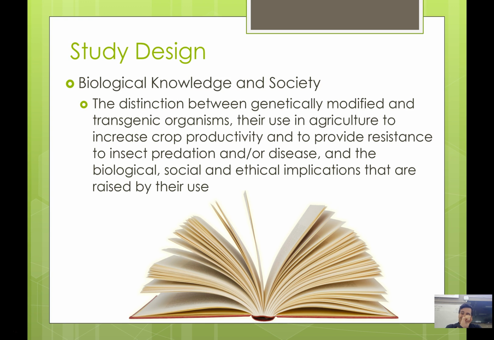All right, so in the study design, we want a distinction between these GM, so genetically modified, and transgenic organisms, and their use in agriculture, which is very relevant to us, to increase crop productivity, so we want to make them more productive, and to provide resistance to insect predation and or disease. Okay, and also we're going to talk once again about what we call the biological, social, and ethical implications that are raised by these GM and transgenic organisms.